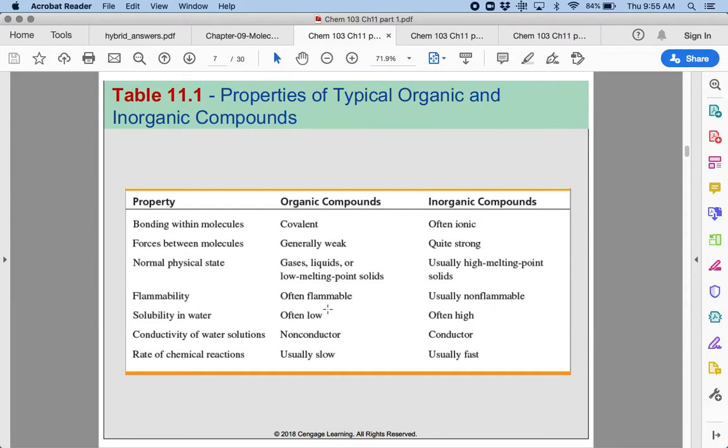Flammability. Most organic compounds are flammable. We can catch them on fire. Inorganic compounds, not so much. When was the last time you saw a piece of steel on fire? Now, if you weld and stuff like that, hopefully you also realize how hot that had to be for it to catch on fire.